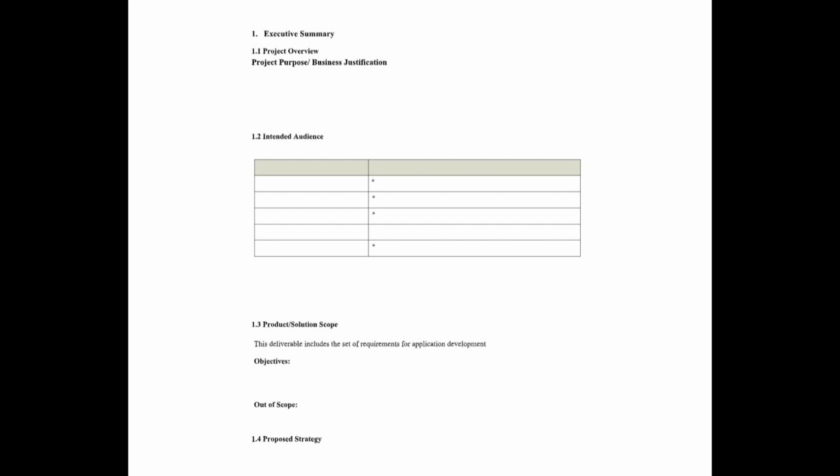The scope: definition of what is included and excluded from the project. Stakeholders: identification of all relevant stakeholders and their roles. The current system or process description, if applicable. Next section will be the overview of the existing system or the process being replaced or improved. Details of the old system that is being decommissioned, the details of the new system, features, functionalities, etc.